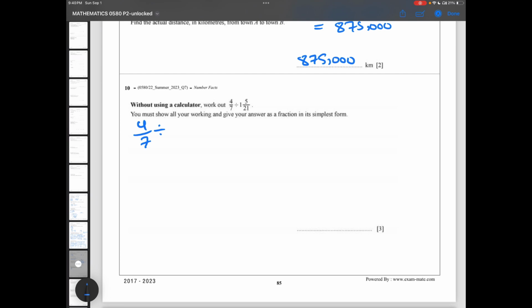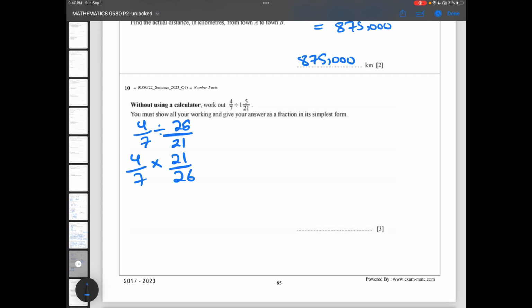21 into 1 is 21 plus 5, 26 upon 21. I've told you earlier as well that whenever you see a division sign between fractions, all you need to do is change this into a multiplication sign and take the reciprocal of the next fraction. So it will become 21 upon 26.